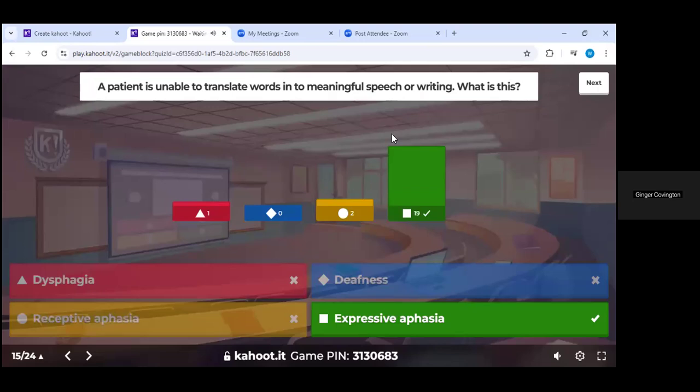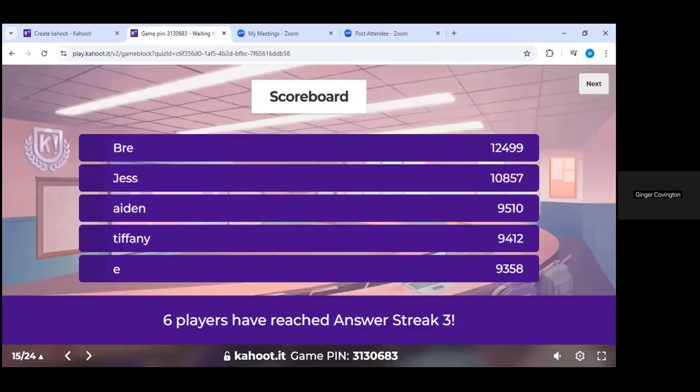Okay, so it looks like most of y'all know the differences. So just make sure you're familiar with what aphasia is, which is the inability to communicate. There are two different types: receptive is the opposite, where they can't receive the information, and expressive is where they're not able to give it. So good job.